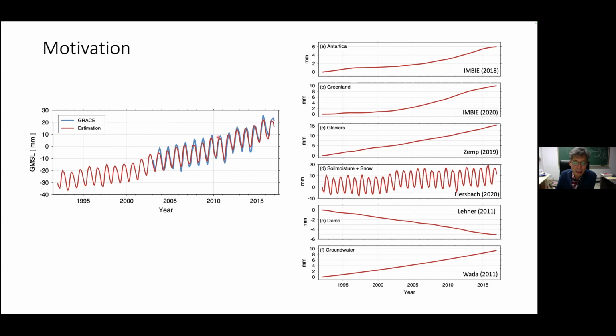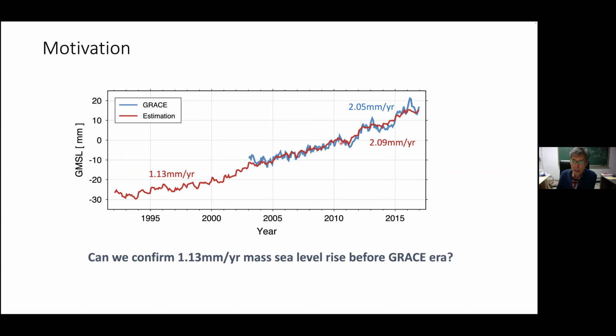If we remove the seasonal component of this time period, we have this clear trend and interannual variation. Again, during the GRACE period, we have very close agreement between estimation and observation. Both show a very close sea level rise rate, 2.05 or 2.09 millimeters per year. But prior to the GRACE era, the estimation showed that the sea level rise rate is about 1.13 millimeters per year. So the question is, how can you confirm this approximately 3-decade-long sea level rise estimation is true, and that the huge groundwater depletion and its sea level rise is true?